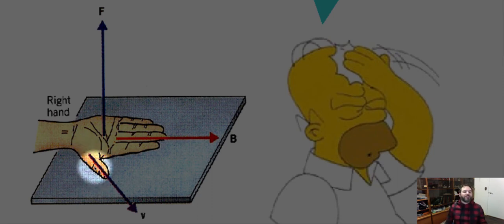And the thumb indicates the direction. And then now we have a third factor here, which is going to be my force. And my force is going to be coming out perpendicular from both the magnetic field and the velocity, and directed out straight from the palm of your hand.